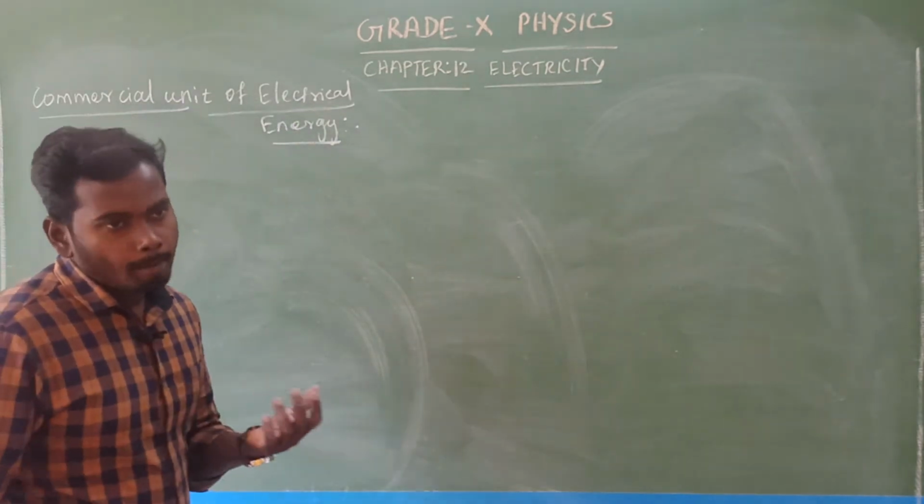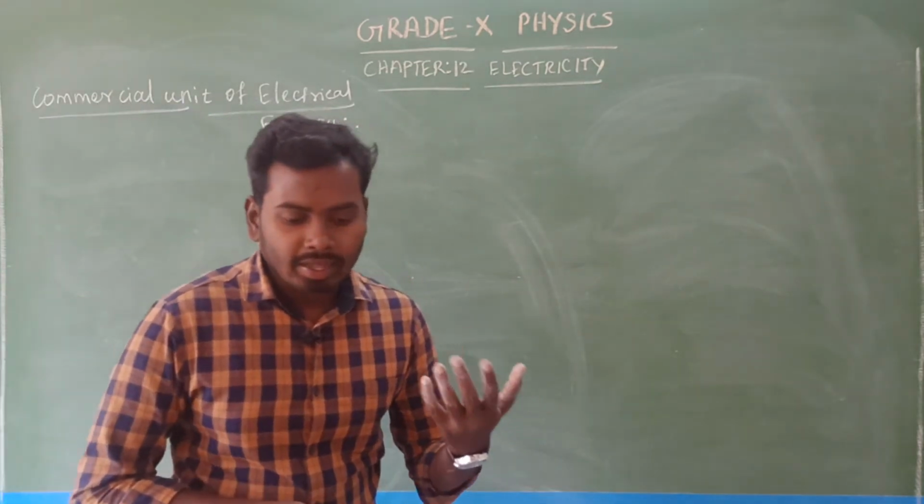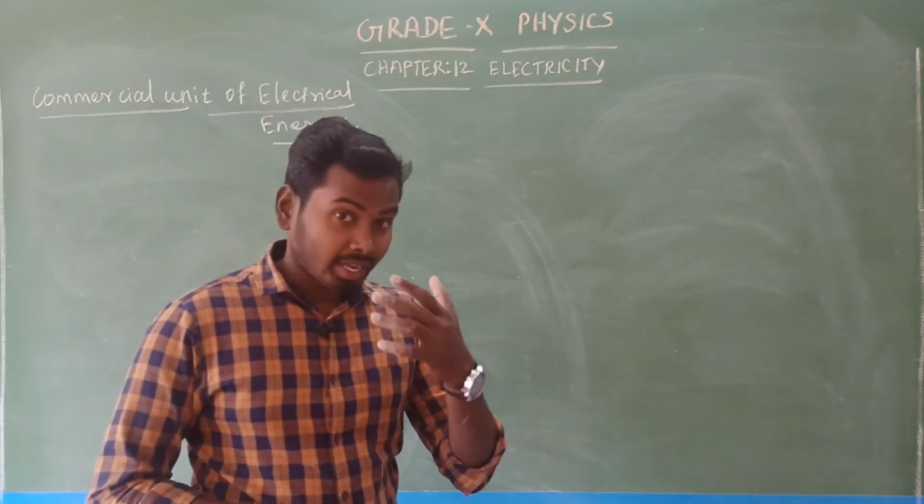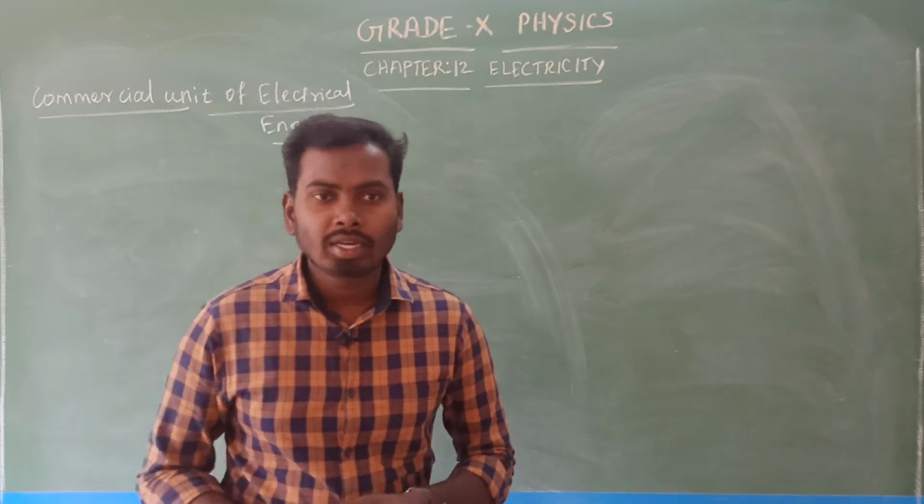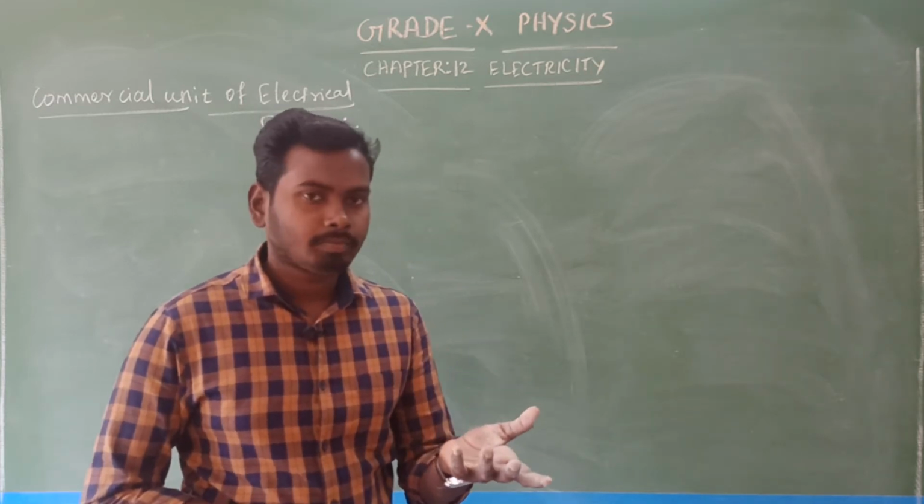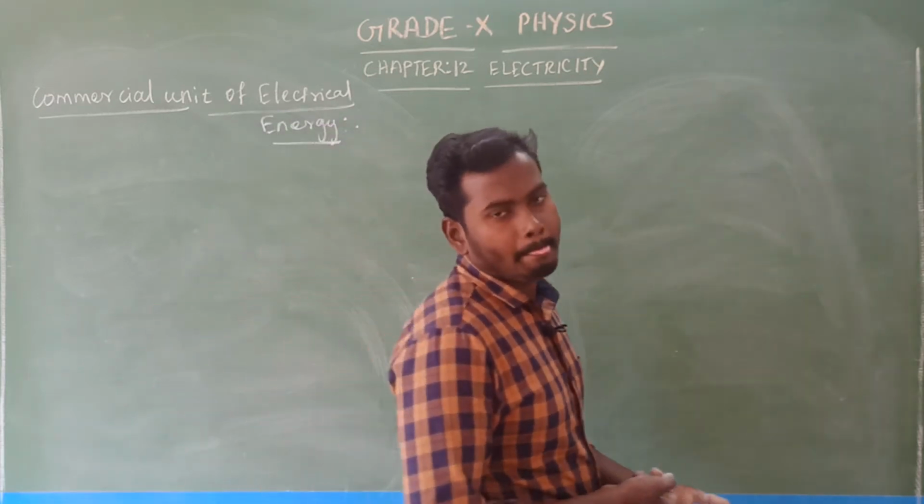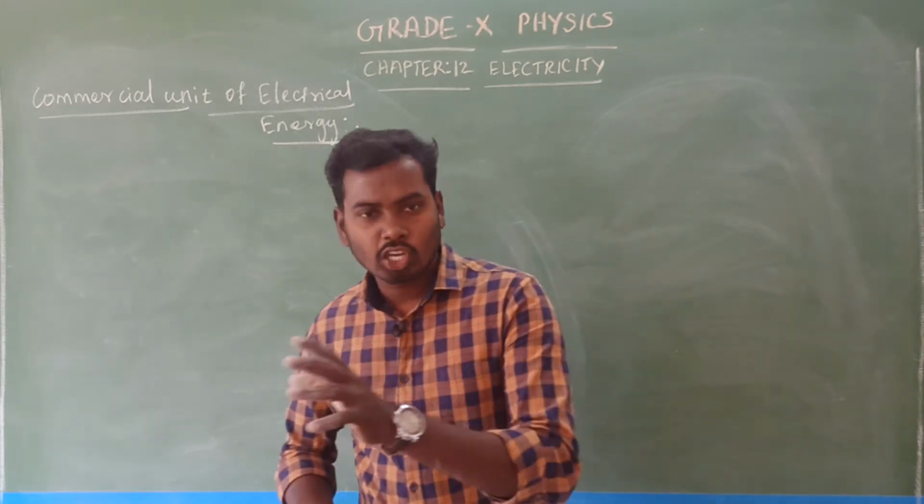So already we know, to calculate the electrical energy consumed by an object, which means electrical appliances here, we have a formula, that is power into time. Which means E equals P into T.